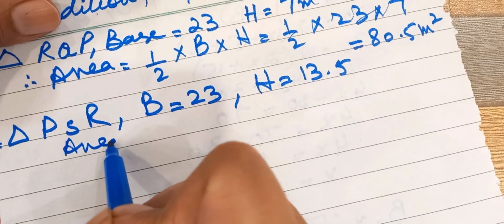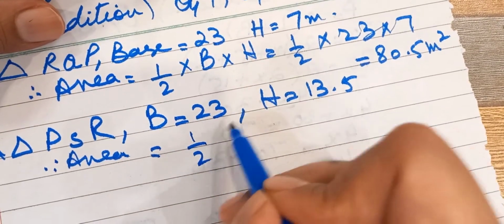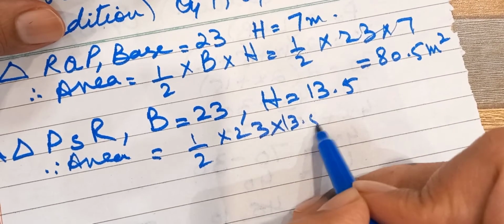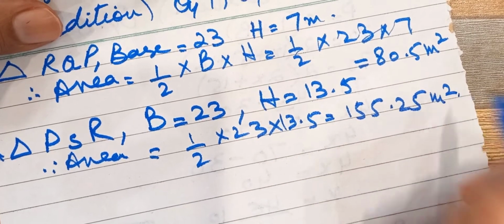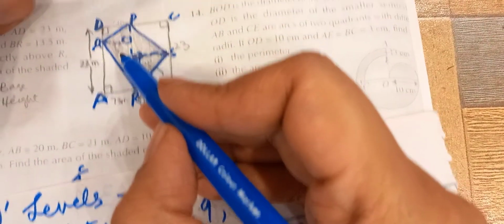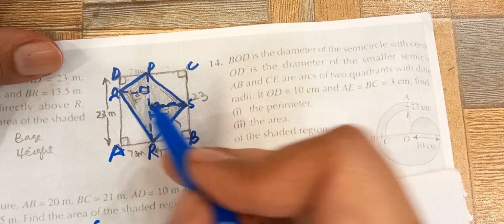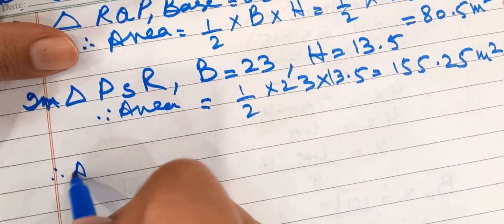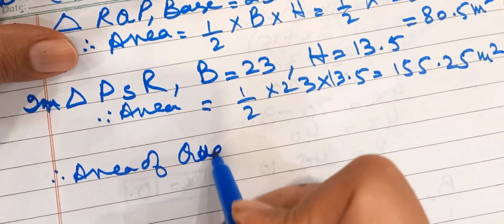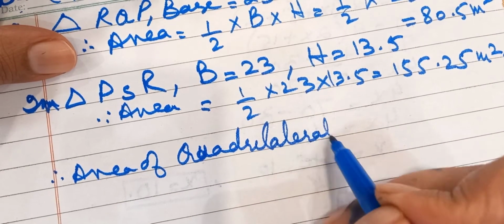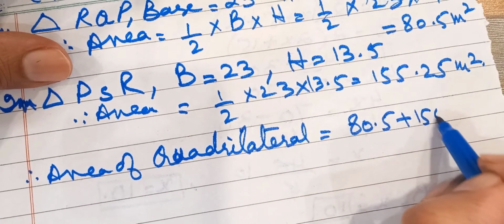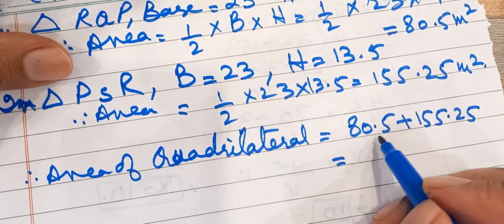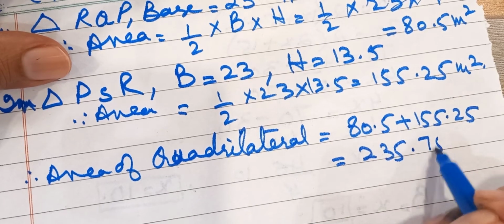Hence area is equal to 1/2 into 23 into 13.5, which is equal to 155.25 meters square. Now I have found the area of this triangle and this triangle. Now if I add them together, then I can have the area of the quadrilateral. Hence area of quadrilateral is equal to, I am going to just add these two, 80.5 plus 155.25, which is equivalent to 235.75 meters square.